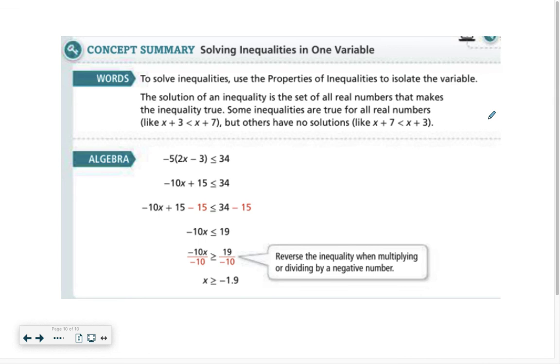And then here's a nice little screenshot. Some of you like to take screenshots for notes, so this is a good page to take a screenshot of. It gives you kind of the basics for solving inequalities. If you have any questions at all, please don't hesitate to reach out.